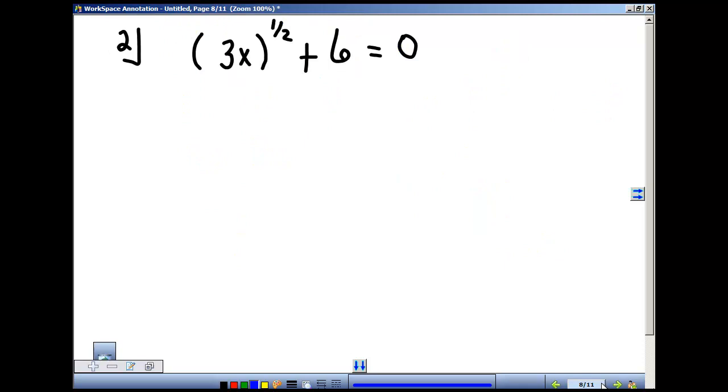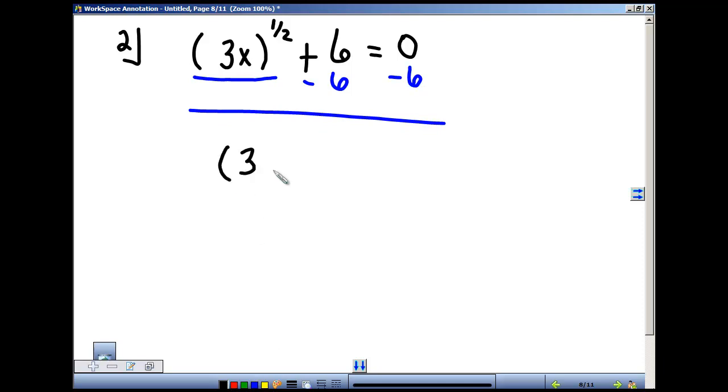Example 2. The first thing to do is isolate the term containing the rational exponent. That means get this piece by itself. At this moment, there is a 6 added to the expression. We need to subtract 6 from both sides. That leaves 3x to the 1/2 power on the left and negative 6 on the right. Now raise both sides by the reciprocal of 1/2. So I'm going to raise both sides by 2/1.